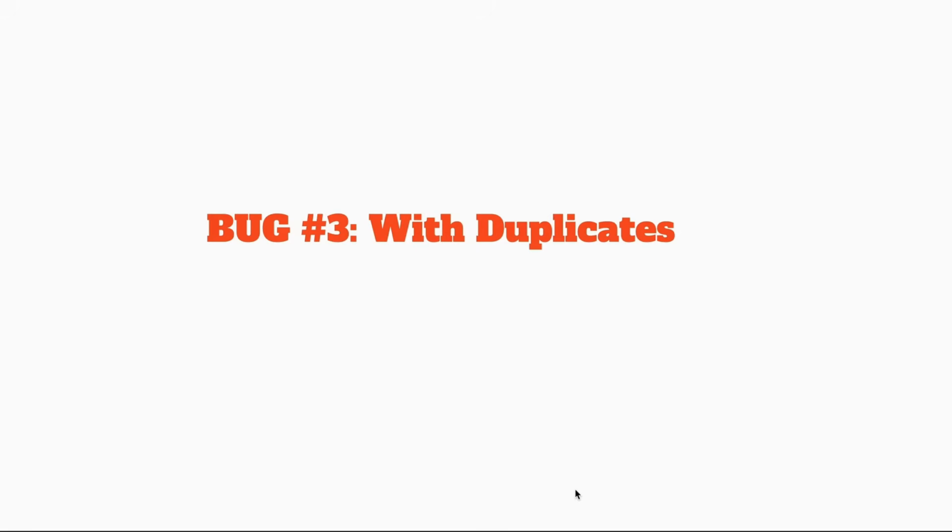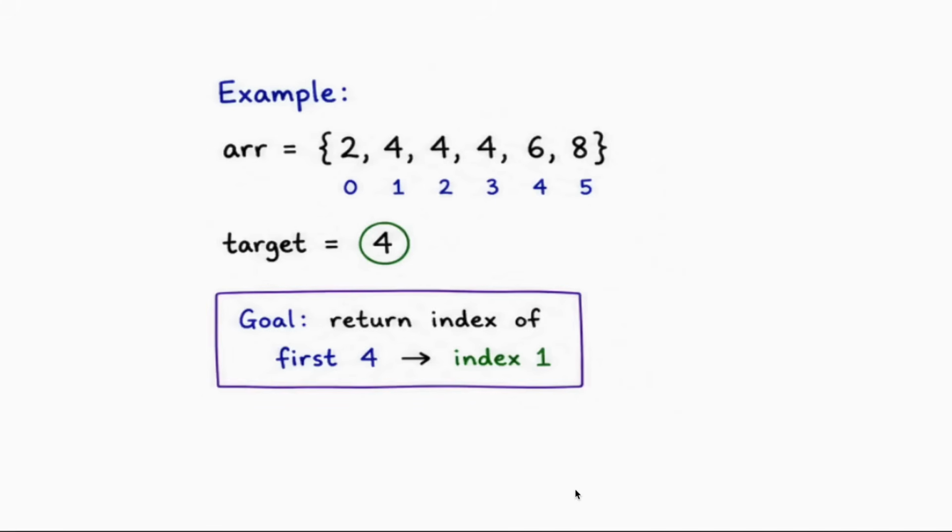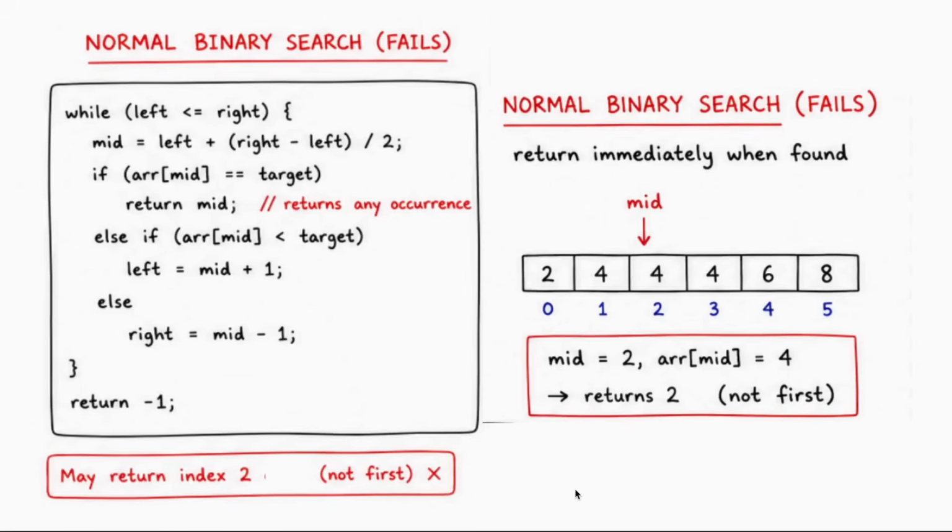Now let's look at another interesting binary search problem. What if the array contains duplicate values, right? So here the target is 4. But notice something, the value 4 appears multiple times: at index 1, index 2, and index 3. If the question is just, does 4 exist? Normal binary search is fine. But if the question is, find the first occurrence of 4, then the normal binary search can give the wrong answer. If you apply the normal binary search, it simply returns index 2, which is wrong.